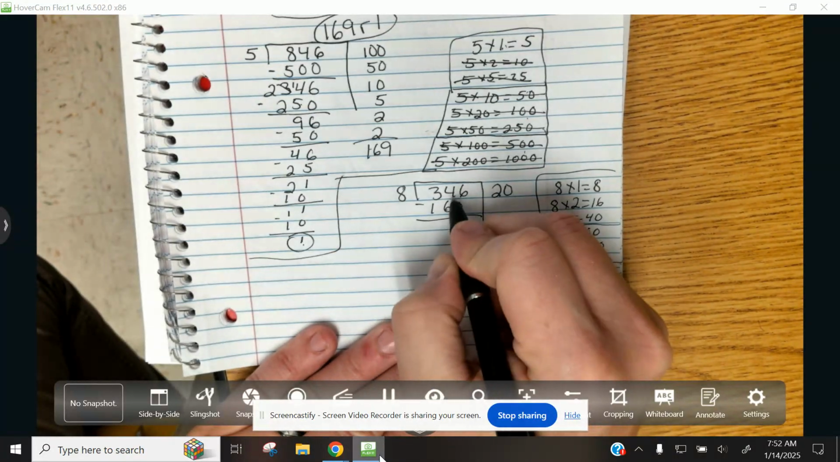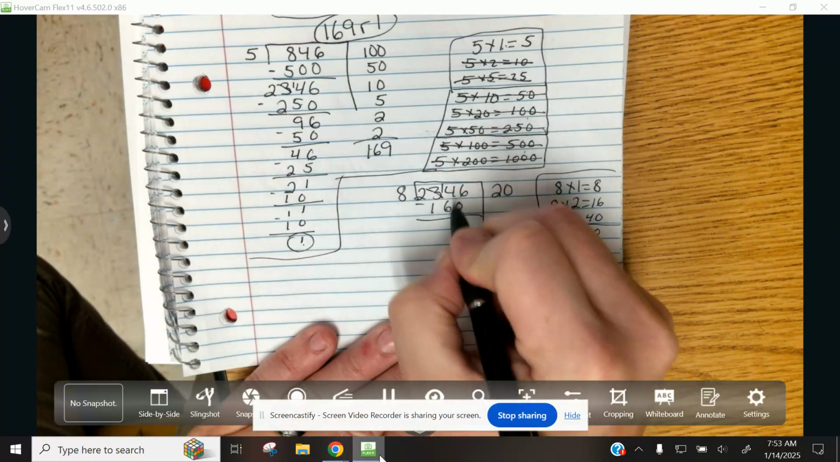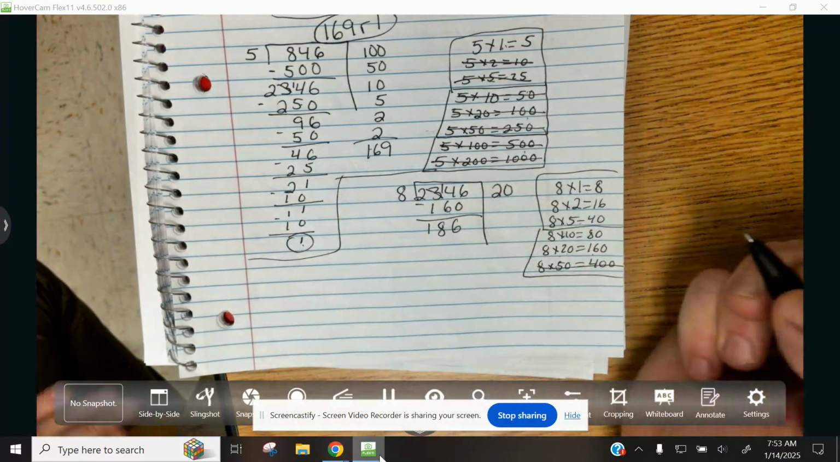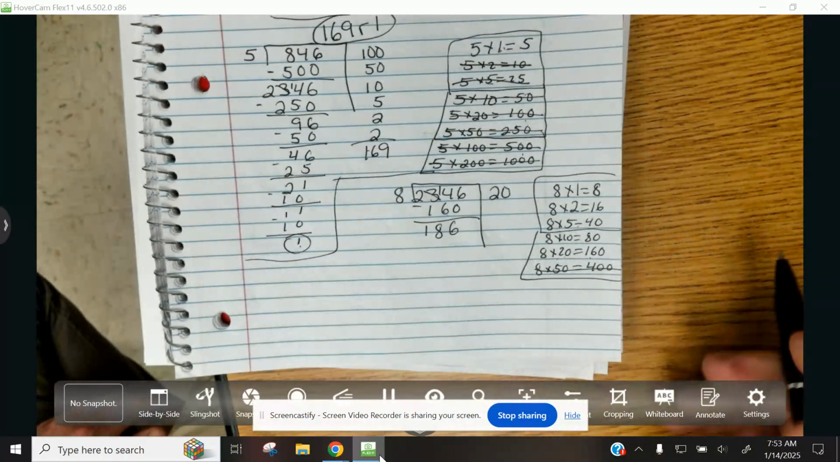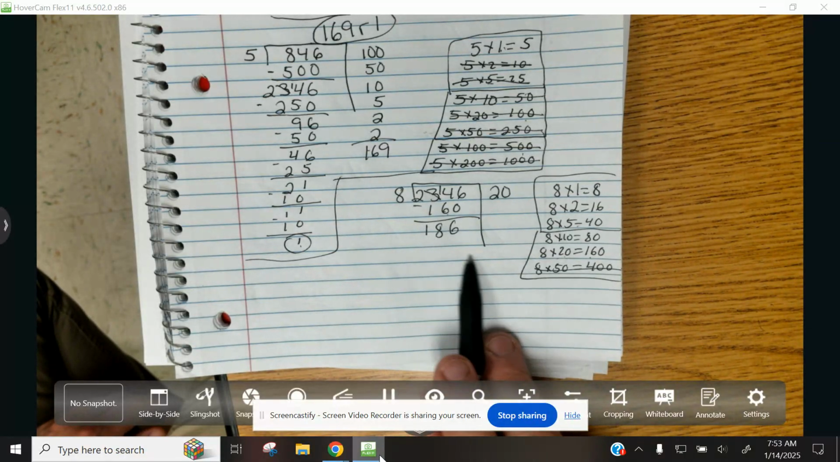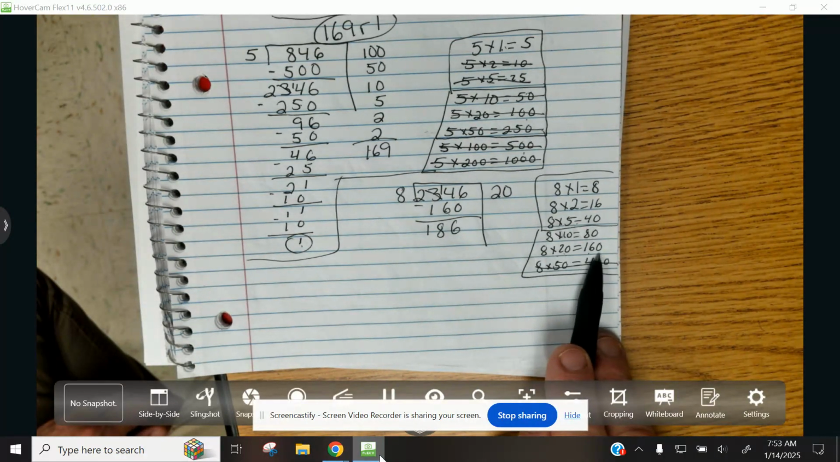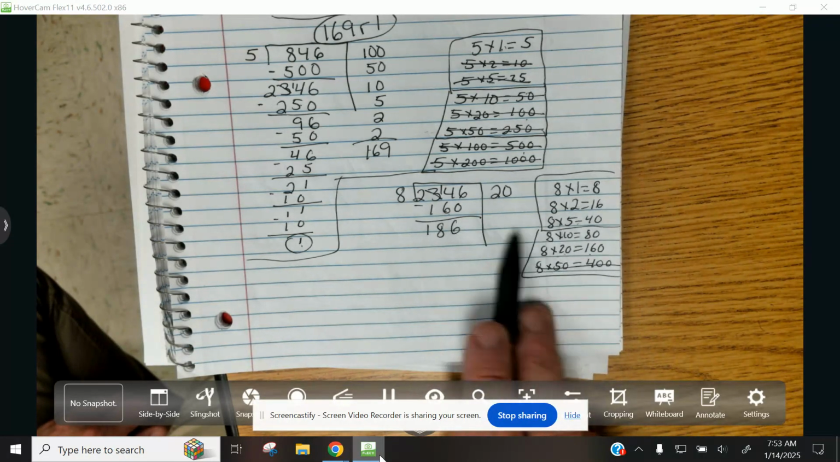6 minus 0 is 6. 4 minus 6 I can't do. Got to subtract. 14 minus 6 is 8. 2 minus 1 is 1. Okay. So now I have 186. Go back to where you left off. Can I use 160 again? I can. Look, 160 fits into 186.